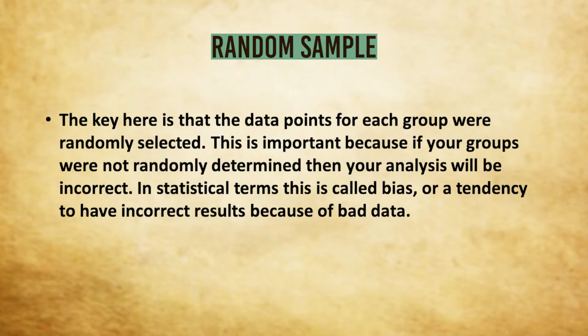This is important because if our groups were not randomly determined, then what will happen? The analysis will be wrong. In statistical terms, this is called bias. That means our decisions will be erroneous and biased, or will have a tendency to give an incorrect result, even if the sample is not a random sample. So can you think of a situation when the sample is not a random sample, what kind of error we may get?